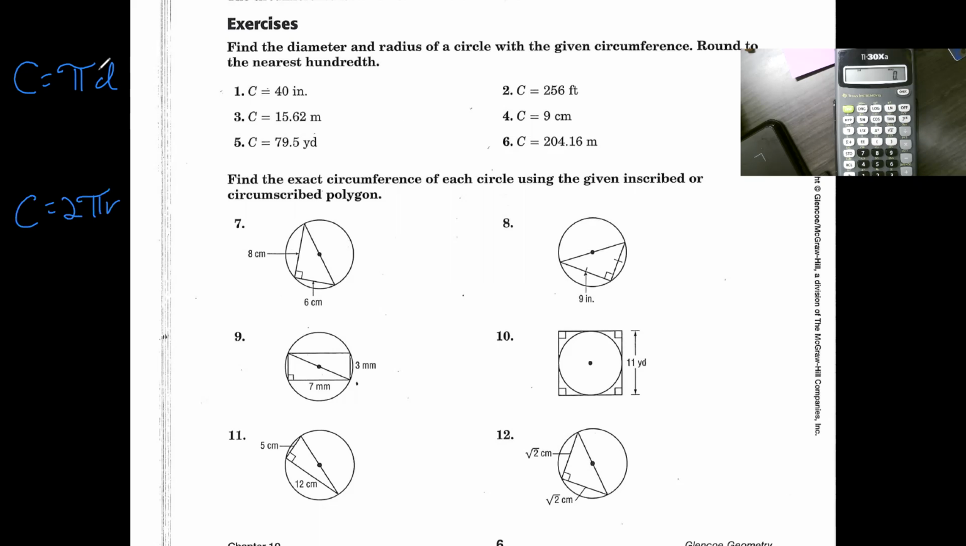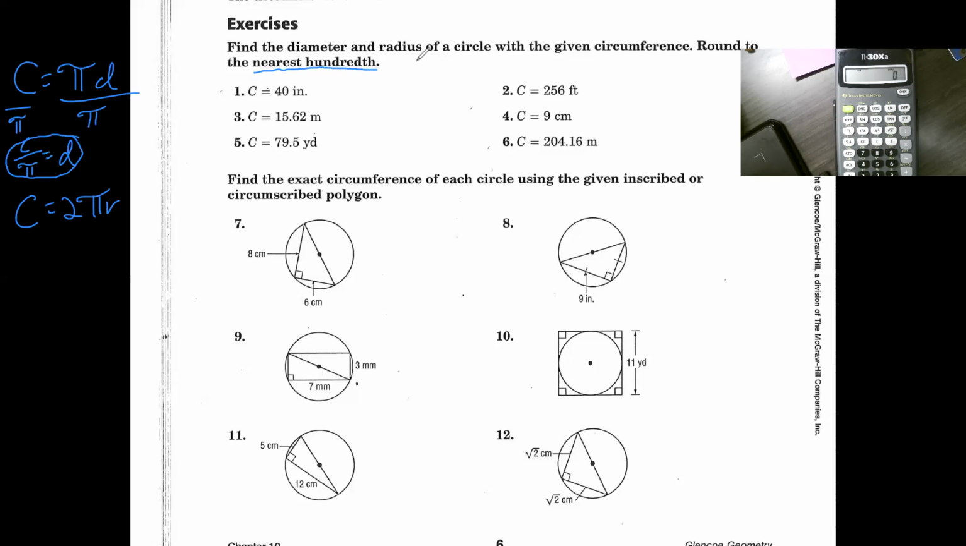So on these problems, in order to get my diameter by itself, all I'm going to have to do is take that formula. If I divide off pi, so I'm doing my circumference over pi, it's going to give me my diameter. That's what I'm going to have to do each and every time here, since I was given the circumference. They asked us to round to the nearest hundredth, so we do want to plug into our calculator.